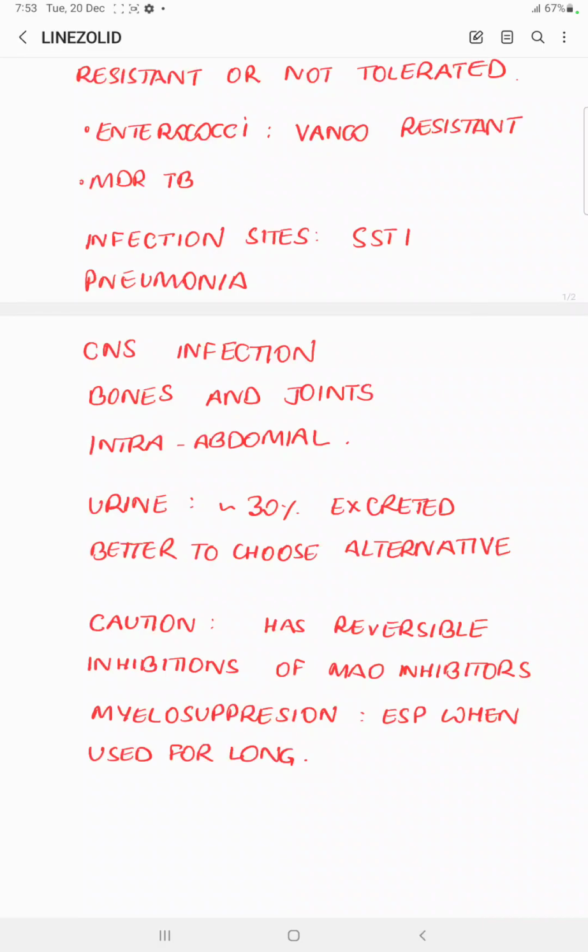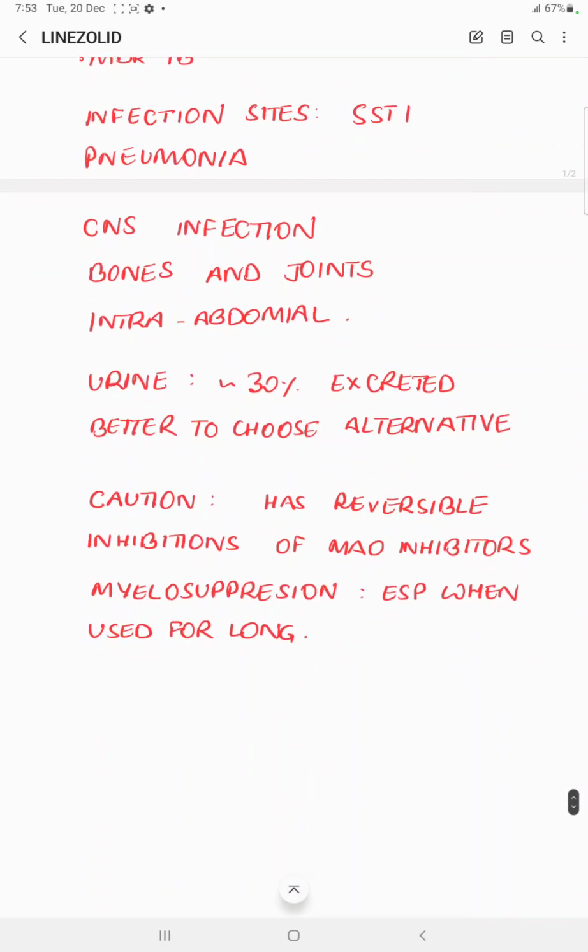What are the cautions with the use of linezolid? It has reversible inhibition of monoamine oxidase, the MAO inhibitors. So there could be a serotonin syndrome kind of picture with this drug, although not considered to be very significant, but it's something to be kept in mind.